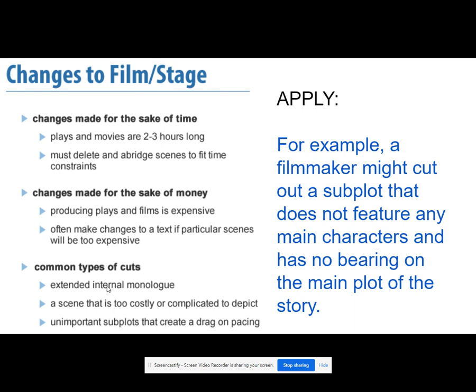Common types of cuts is anytime we have like maybe Anne, she's talking from her diary and it's an extended monologue, they might cut that. Scenes that are too complicated to depict or too costly. Think about all those sci-fi books that you read, and I definitely think that plays a role when directors are putting it into film. They think, can we realistically portray this? And then lastly, any subplots, different storylines that create a drag on pacing, or maybe don't even feature the main characters or have no real bearing on the main plot of the story, they might look at deleting those.